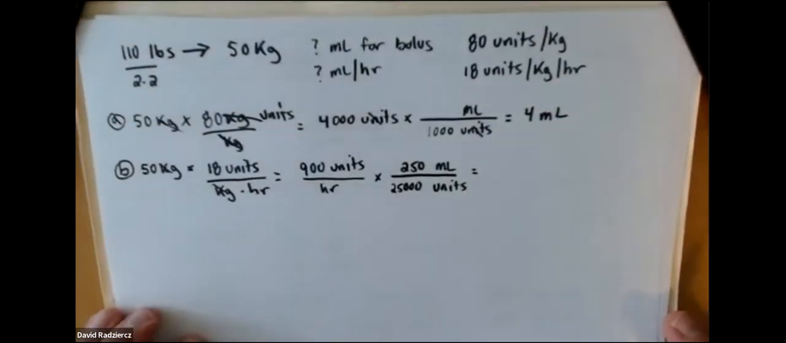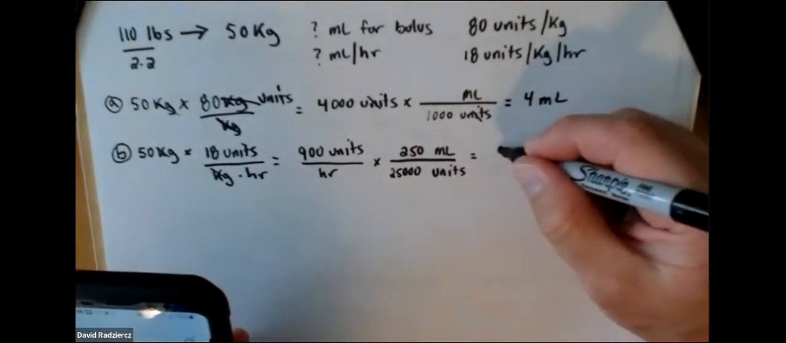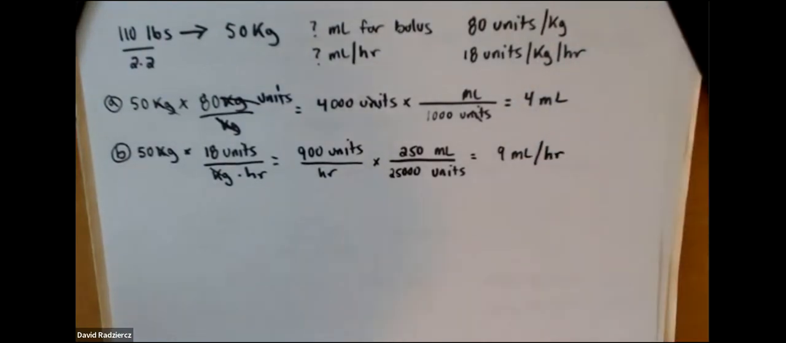Now I just do some math. I'm going to take the 900 times 250 and then divide by 25,000, and I'm going to get 9 milliliters per hour.